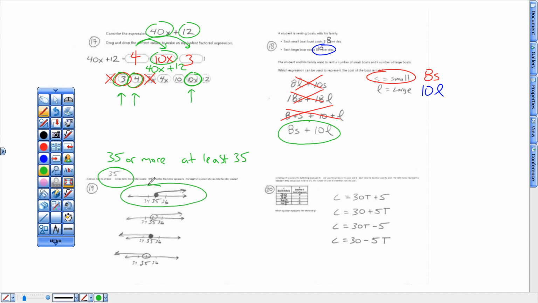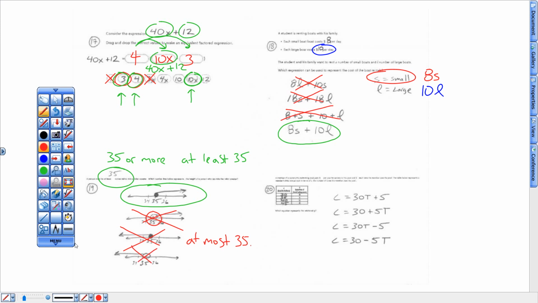I know at least looks like it should be going to the left, but that doesn't work. This one doesn't work because it's showing an open circle on 35, showing it's not included. This one is not at least. This one's showing at most. I know that's kind of tricky, but this one's at most 35. The highest you could go is 35. This one has an open circle on that, so it doesn't apply.